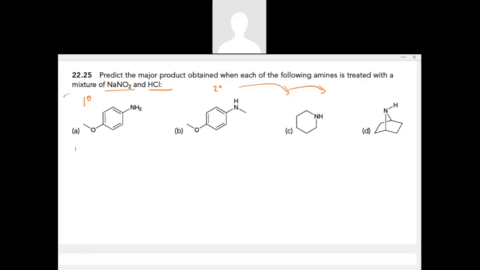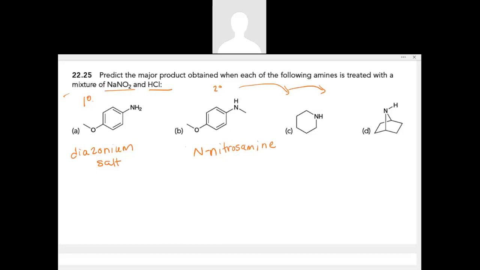So it will produce a diazonium salt as a product. As opposed to that, these three products will form through formation of an N-nitrosamine. So we're going to get these N-nitrosamine products, and we'll take a look at the difference between the two.